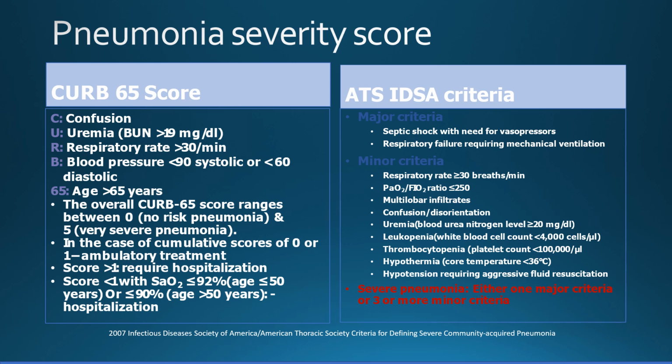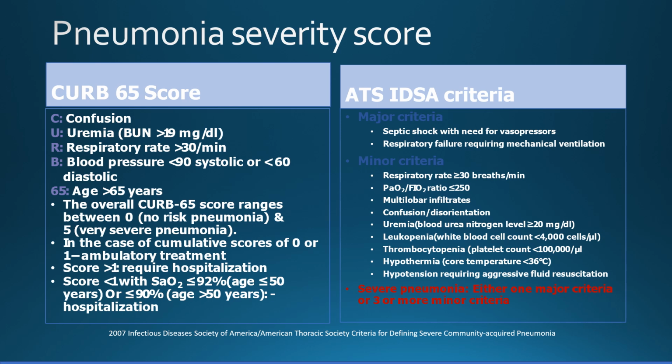In the ATS/IDSA criteria, the major criteria are septic shock with need for vasopressors, and respiratory failure requiring ventilation. The minor criteria are respiratory rate more than 30, PaO2 to FiO2 ratio less than 250, multilobar infiltrates, confusion, uremia, leukopenia, thrombocytopenia, hypothermia, and hypotension. So severe pneumonia in this criteria refers to either one major criterion or 3 or more minor criteria.